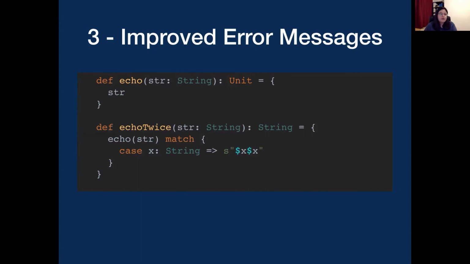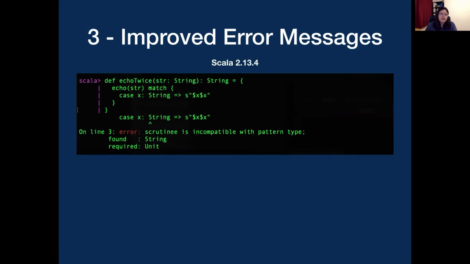So we have the function echo, and then we have another function that is called echoTwice, that takes a string, calls the echo function and then uses pattern matching looking for a string. And this is clearly an error, right? You are calling a function that returns a unit, and then with that unit value, you are trying to pattern match expecting a string. And that is a genuine error, particularly if people use procedure syntax. So what happens if you type this into the Scala 2 REPL, or you just feed it to the Scala 2 compiler? Well, the Scala 2 compiler is erroring, which is good, but it's not really useful.